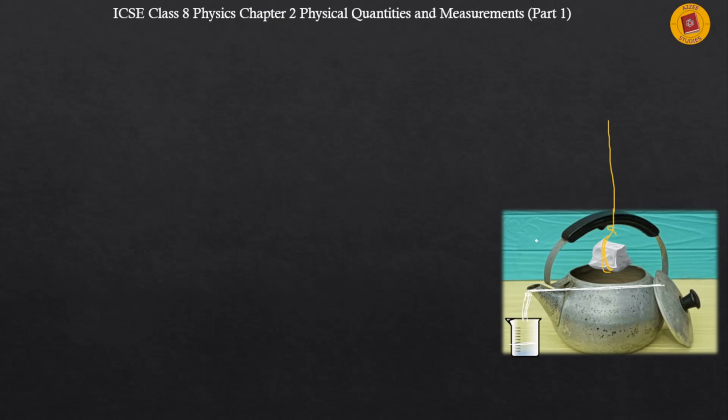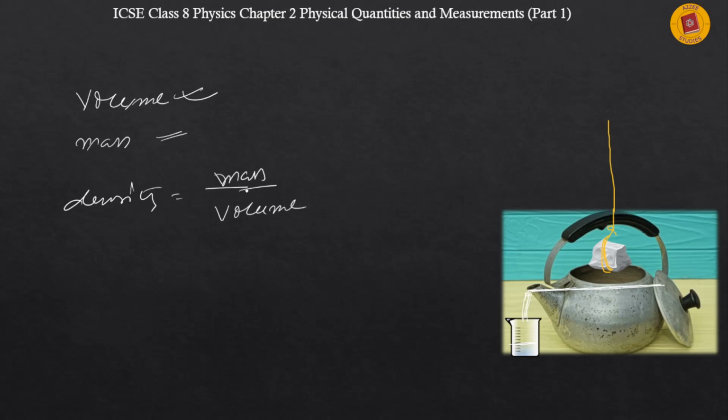Here also we will get the volume of the stone or irregular solid. We will also measure the mass by beam balance or any type of balance that we can get. Again we will find the density is equal to mass divided by volume, right?